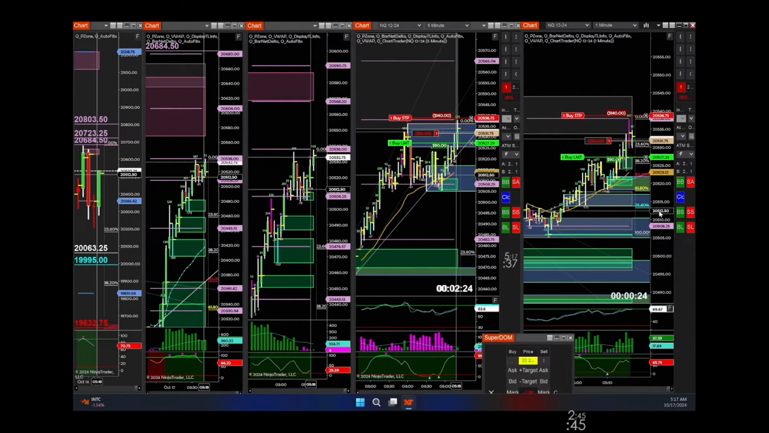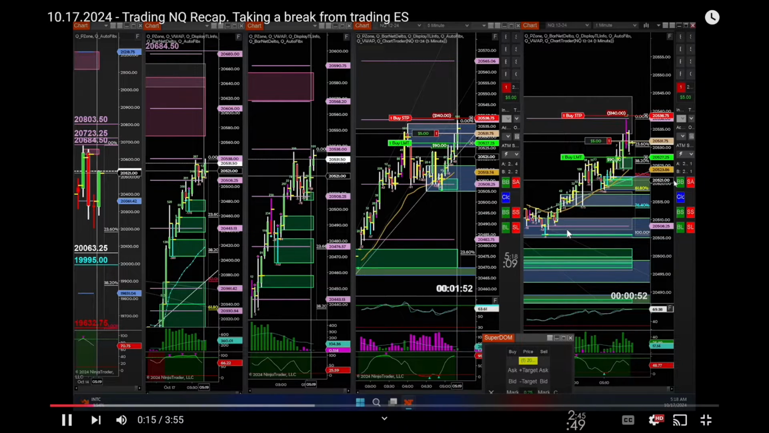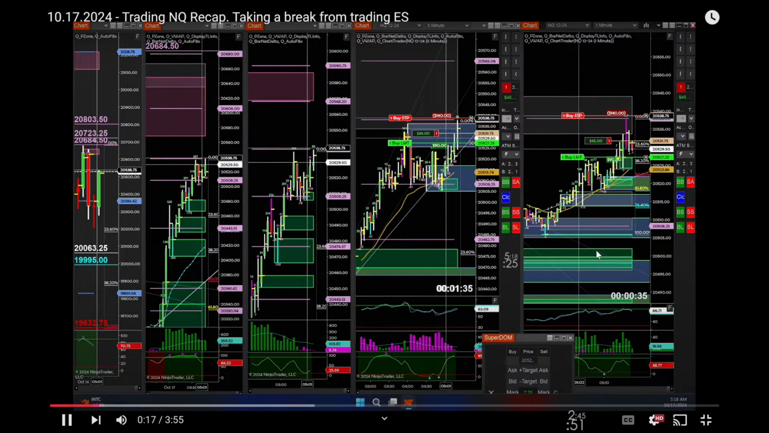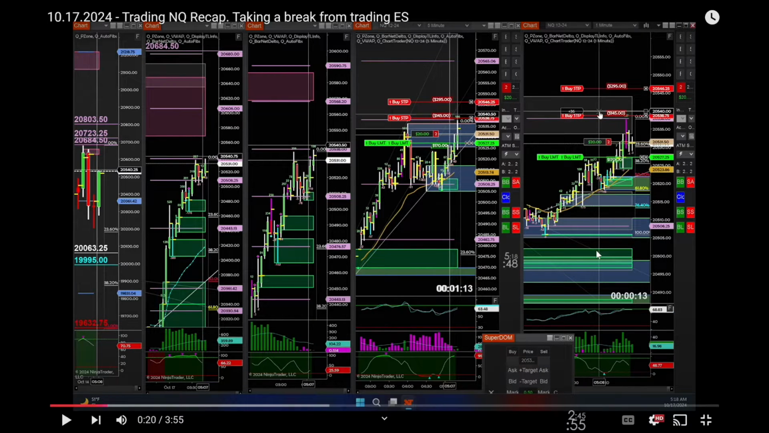I believe I also added another position right here, another contract. Yeah, so I decided to add another contract there. I saw that buyers weren't stepping in. Usually, if you see that, you'll see the POC shift on the higher time frame, and it didn't. So I decided to go ahead and take two contracts. Again, targeting this particular zone in the 1 minute here.